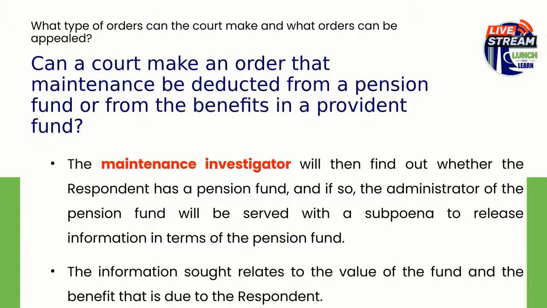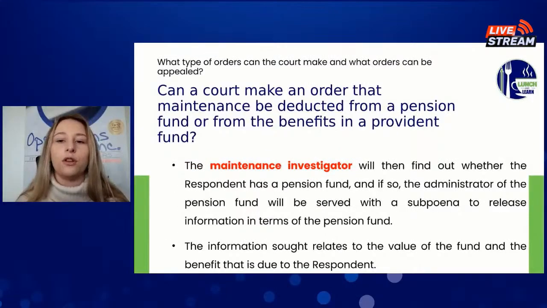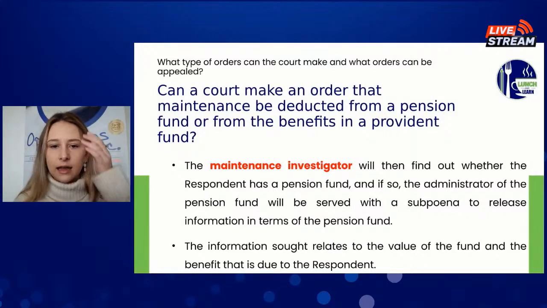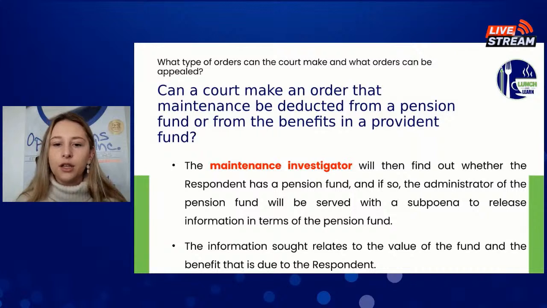So the maintenance investigator, once all the other civil remedies have been exhausted and they have now decided to apply for the attachment of debt, then the maintenance officer will find out whether the respondent has a pension fund. And if the respondent has a pension fund, the administrator of the pension fund will be served with a subpoena to release information in terms of that pension fund. So the information that should be released is the value of the fund and the benefit that is due to the respondent. So we have to ascertain how much money is in the pension fund that can be paid out to the applicant.